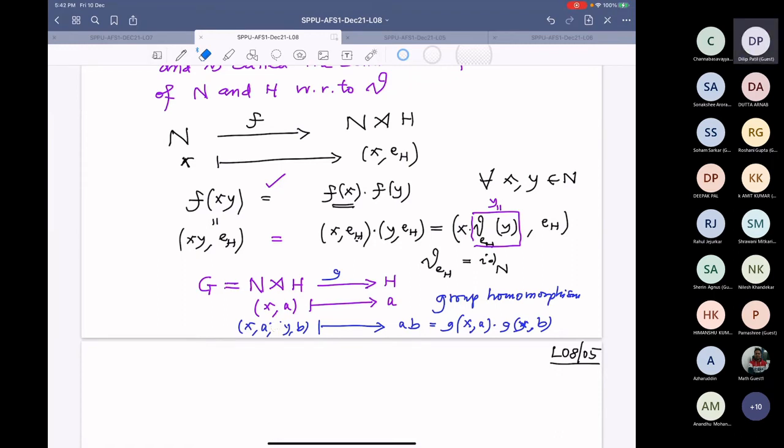We don't need to multiply for this purpose. Even if you do multiply, what is it? It is x times theta_a evaluated at y, comma ab. So what will be g of this element? It is precisely ab, because it is the second group. Therefore, we have checked that g is a group homomorphism.